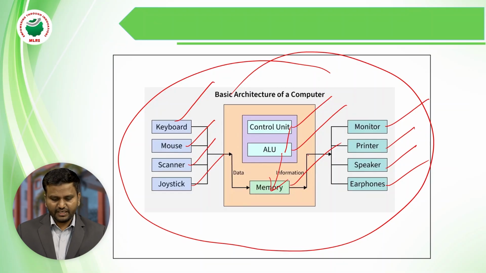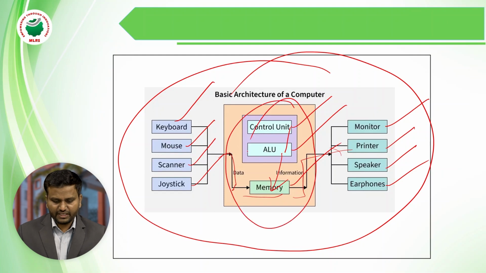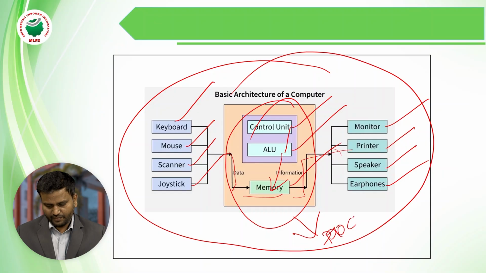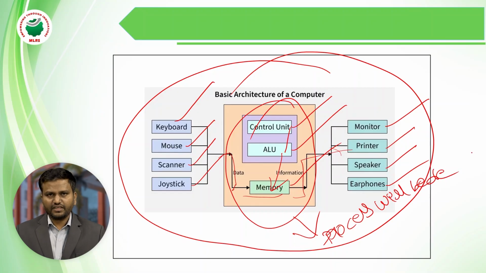The data will flow mainly with the keyboard, mouse, scanner, and joysticks. The data will flow through the memory, and the information goes through to the output. The communication and the process will be done here, in the CPU. After that, it will be executed through the monitor, a printer, speaker, earphones, like that.